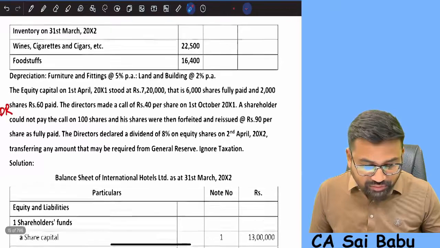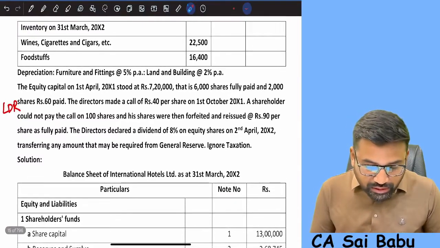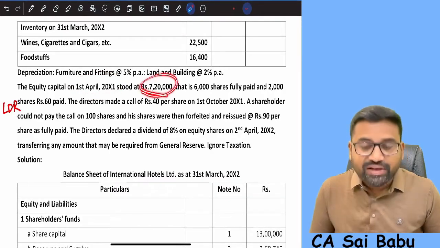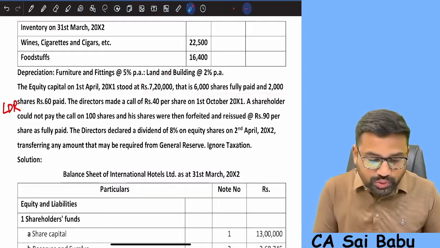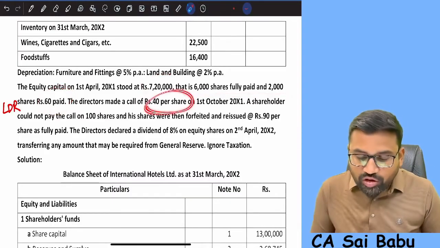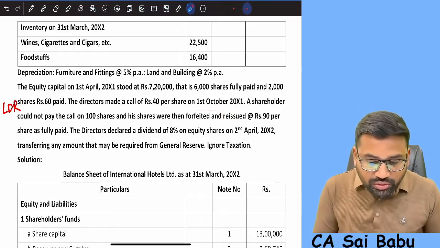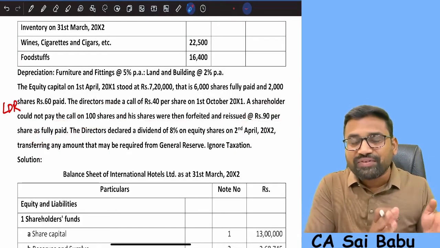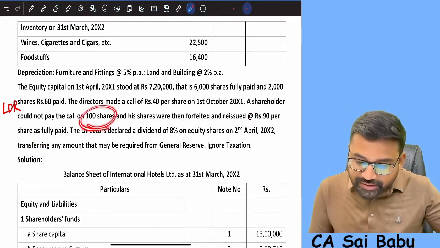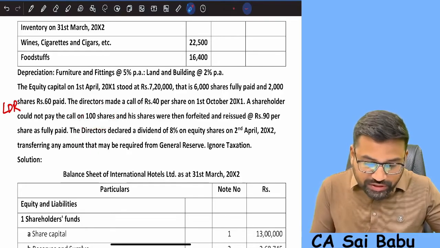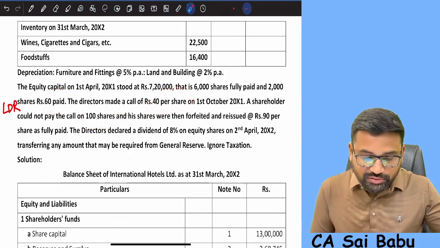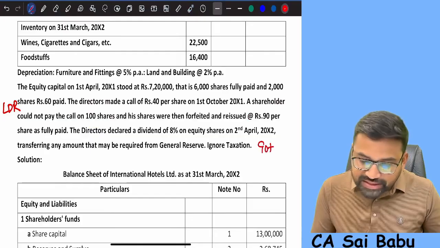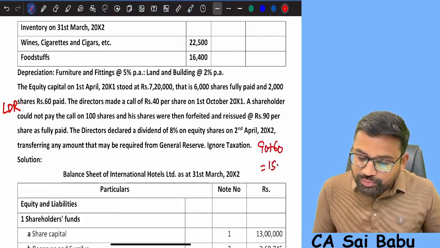Now apart from this, one more adjustment. In this question, in the opening on 1st April 2011, this company's share capital is 7,20,000. 6,000 shares fully paid, 2,000 shares 60 paid. And they made a call of 40 per share on 1st October. A shareholder could not pay the call on 100 shares and his shares were forfeited and reissued at 90 per share. Now important: shares forfeited and reissued. Already on the 100 shares we received how much? 60 rupees already received. 40 rupees not received. And they have reissued. The reissue price is 90. That means this 90 plus already 60, total 150 rupees we got.